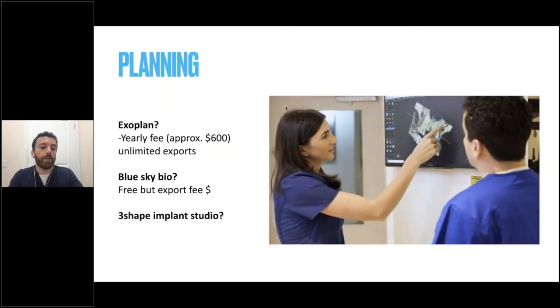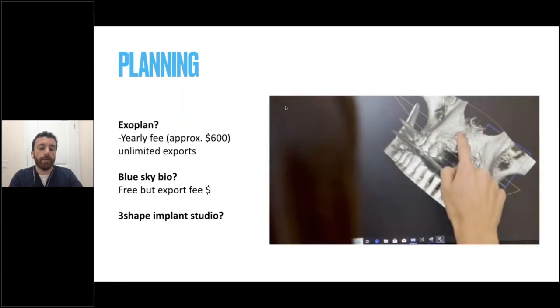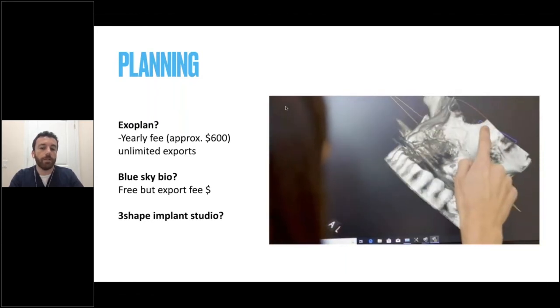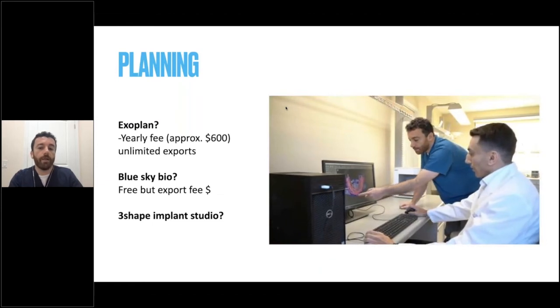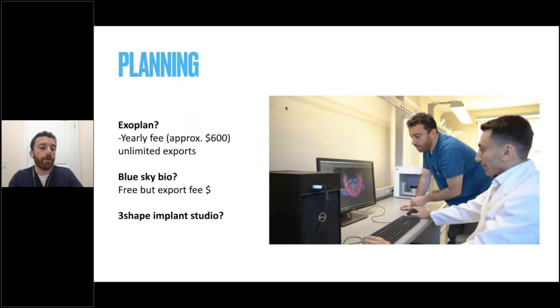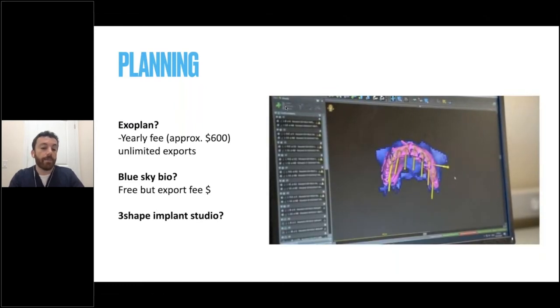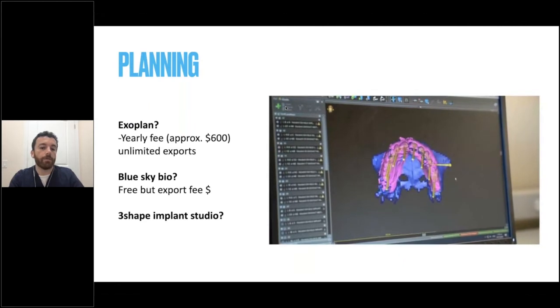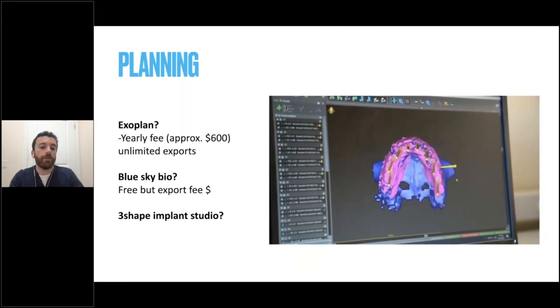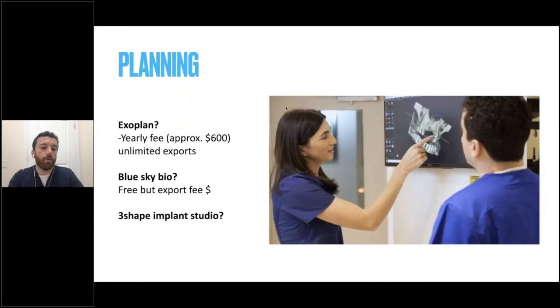In terms of planning, we use a number of software in the office. We use Exoplan, for example, and Co-Diagnostics for full arch. There's a number of other software companies out there, including Blue Sky Bio. 3Shape has an implant studio package. I haven't used that myself, but there's a number of software packages that are out there if you're looking to design this yourself or work with a local lab.